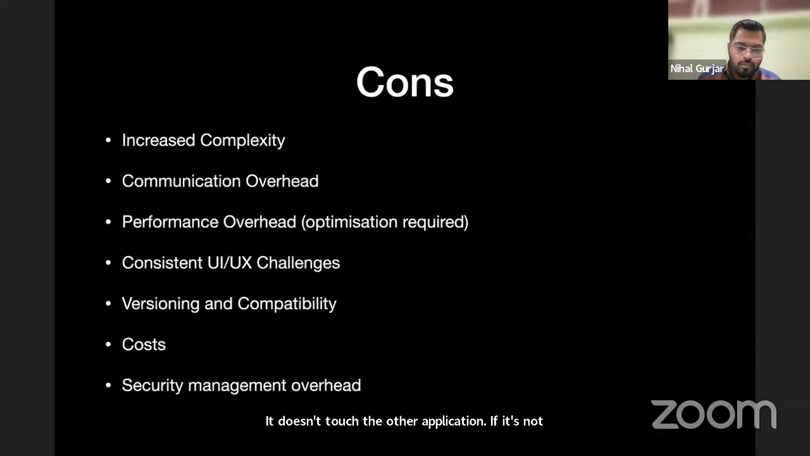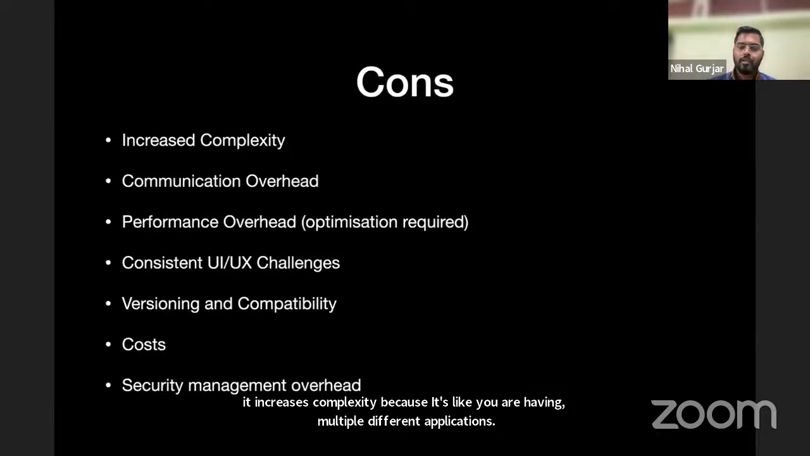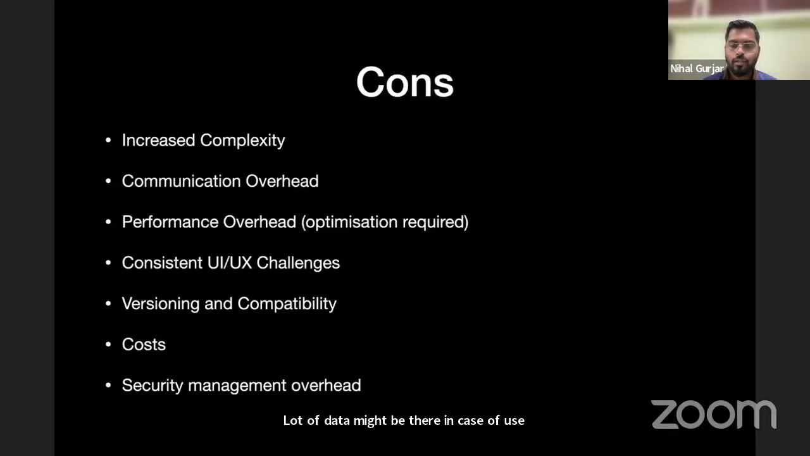Now with pros, it comes with cons as well. Obviously it increases complexity, because you are having multiple different applications. In case of a huge application, a lot of data flow might be there, with multiple micro frontends communicating with each other. There might be a huge amount of data being communicated between the components. So it definitely increases the complexity. There's a communication overhead. You'll have to do a lot of data management over there.